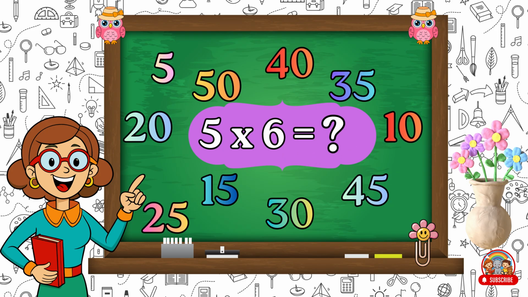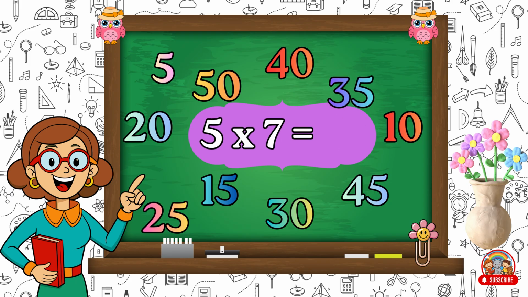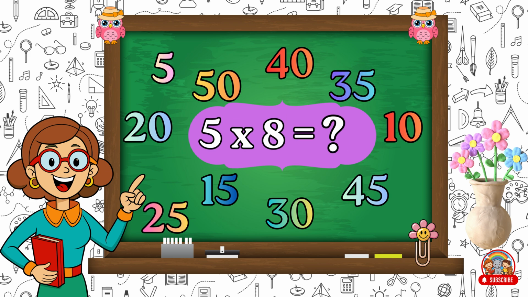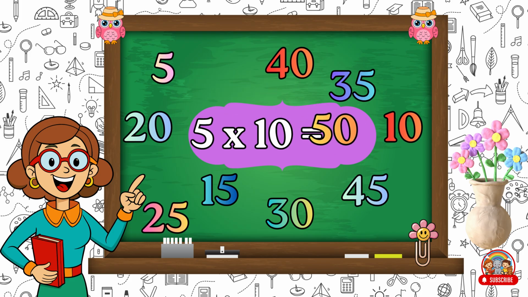5 six are 30. 5 sevens are 35. 5 eights are 40. 5 nines are 45. 5 tens are 50.